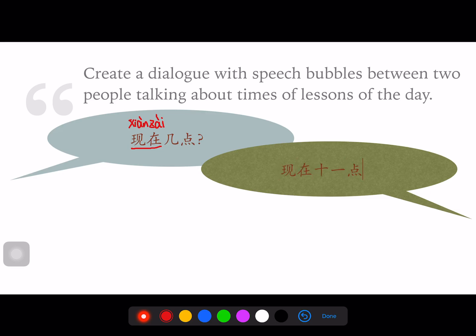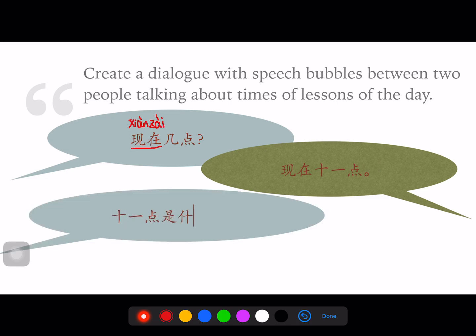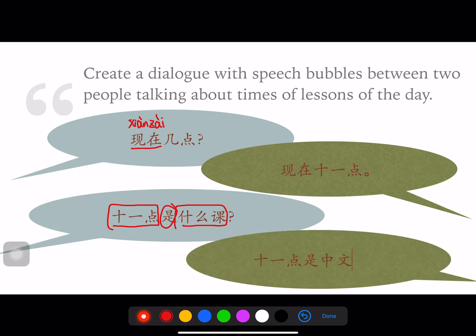And you'll say, 现在11点. It's 11 now. 现在11点. And they might say, oh, 11点是什么课? What lesson is it for 11? In English, you may say, what lesson is it for 11? But in Chinese, it's still the same word order: 11点, the time, 是, and what lesson. Okay, 11点是什么课? 11点是中文课. It's Chinese.